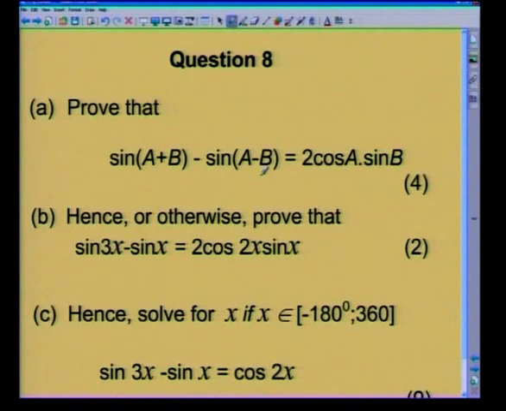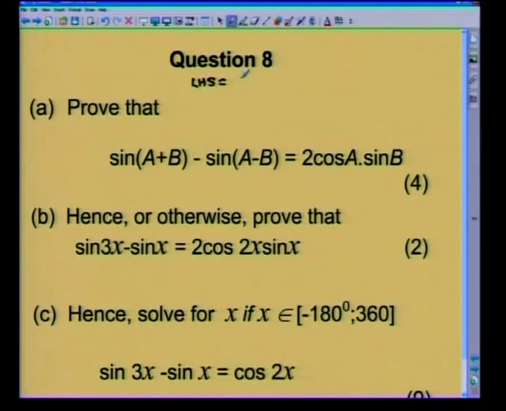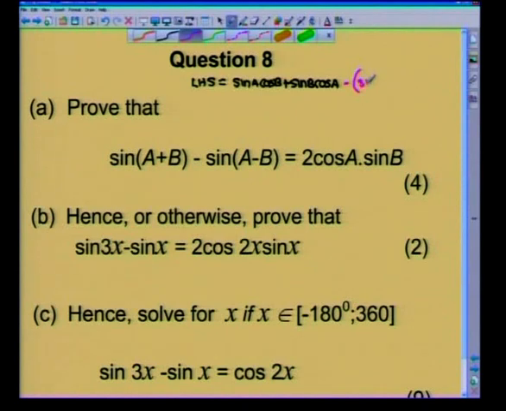Now, remember what I said to you. When you're proving, you always work with the side with the most compound angles. And definitely these are the most compound angles. So we're going to start over here, on the left-hand side. If I look at the left-hand side, I'm going to say sine A cos B plus sine B cos A. Now remember, I warned you that if there was a negative, we always have a little bit of a problem. So I'm going to have the negative there, and I'm going to use a bracket to make sure I don't make a mistake. Sine A cos B minus sine B cos A.